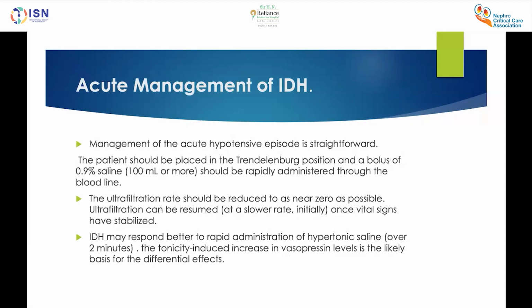So how do we acutely manage this intradialytic hypotension? The patient should be placed in Trendelenburg position, and a bolus of 0.9% saline, around 100 ml or more, should be rapidly administered through the bloodline. And the ultrafiltration rate should be reduced to 0, and it can be resumed later once the vital signs have been stabilized. So IDH may respond better to rapid administration of hypertonic saline over a period of 2 minutes.